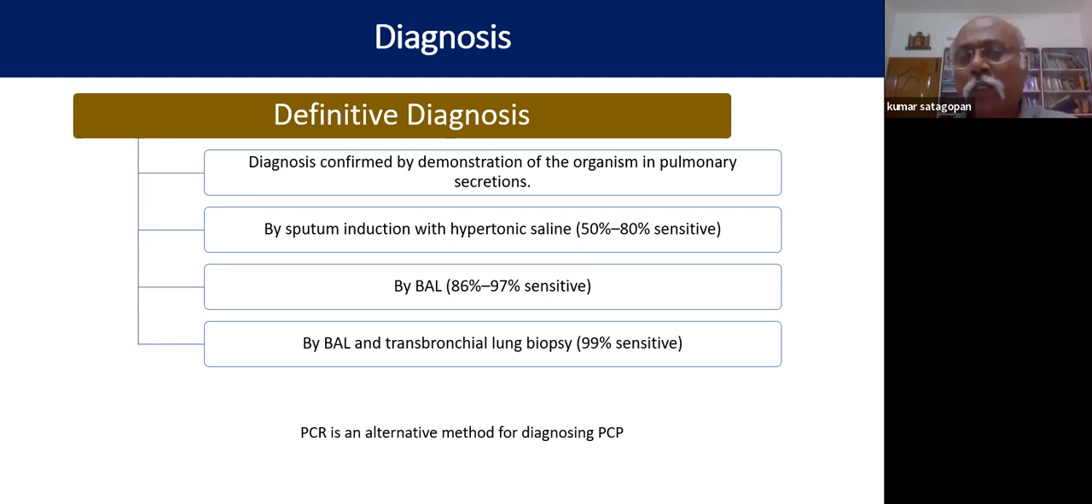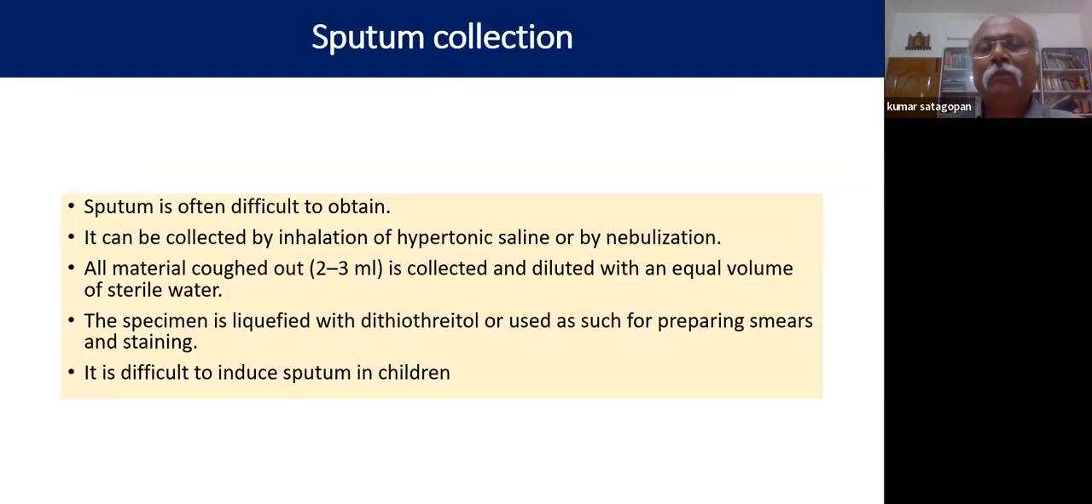If you are going to do a sputum induction, sometimes they may have a pneumothorax in an active PCP, so it may complicate things. So we have to be very careful. BAL is okay; we do it with a fiber optic bronchoscope. It is available, and a transbronchial lung biopsy can clinch the diagnosis. And PCR is there, but it is not available everywhere; PCR can be an alternative method for diagnosing PCP. Next slide.